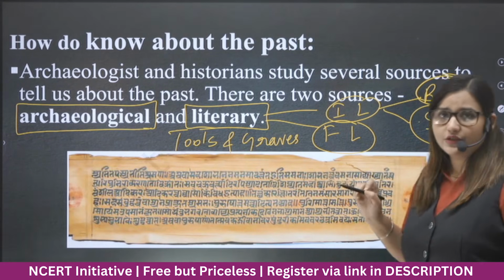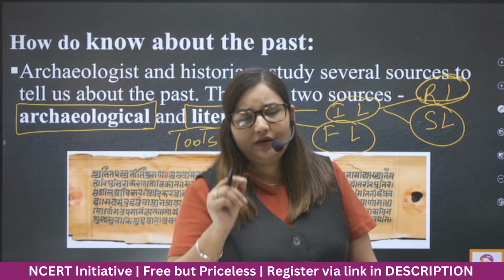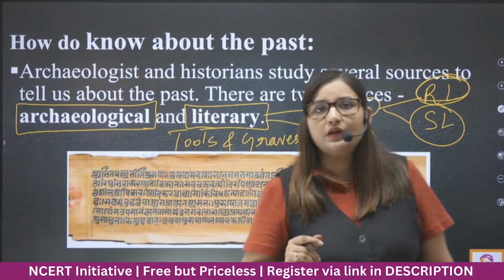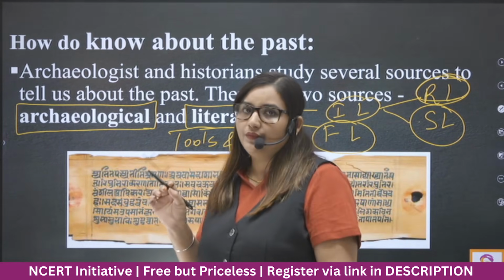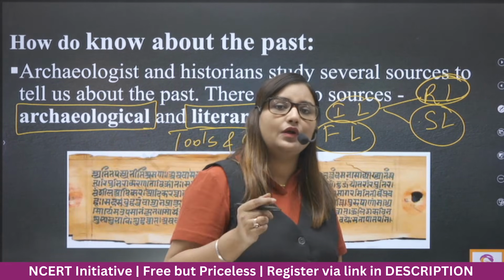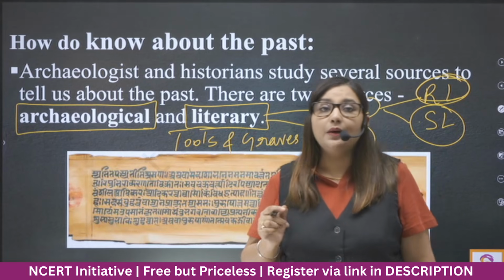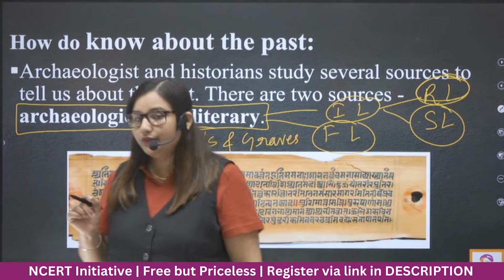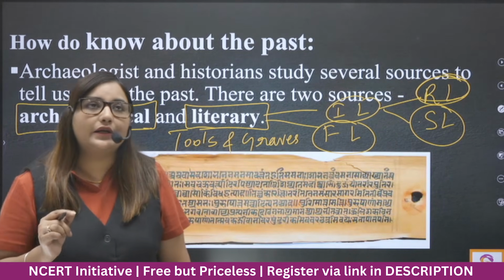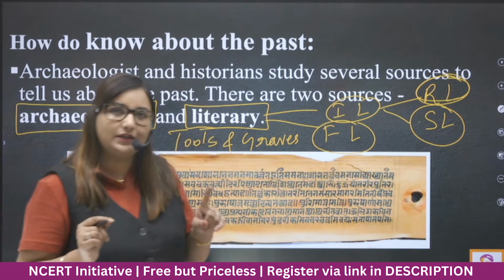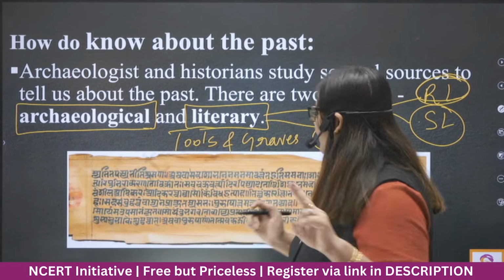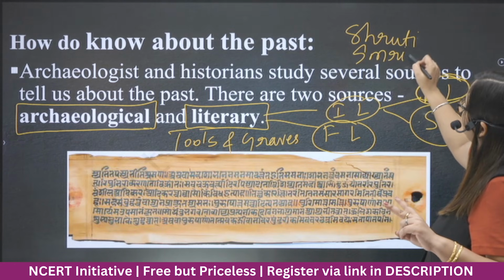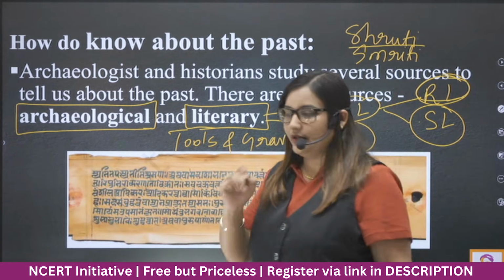Under the religious literature, please write, we can have Brahmanical literature, Buddhist literature, and Jaina literature. For example, next line, Brahmanical literature can be divided into Shruti texts and Smriti texts. Okay, Shruti texts and Smriti texts. So what is Shruti? Please write in the next point.